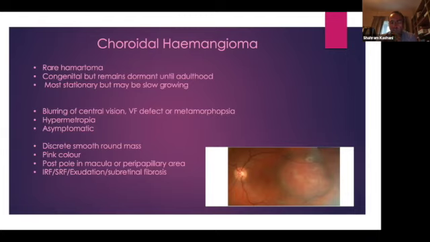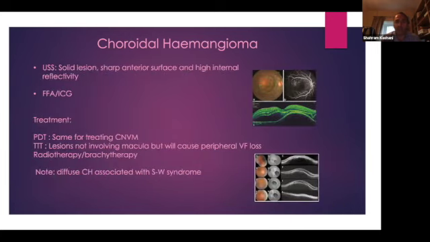And if you see where it is in the center, you can get blurring of vision, you can get visual field loss. Because it can cause significant elevation of the retina, it can simulate a CSR, so you can get hypermetropic shift, and that can be seen as well. Or it might be asymptomatic if they're small enough. So it's a discrete round mass, it's pink in color. Often it's in the posterior pole, in the macula, and it can be associated with intraretinal or subretinal fluid as well as exudation. So if you are worried about a hemangioma, we definitely need to see, and they need treatment.